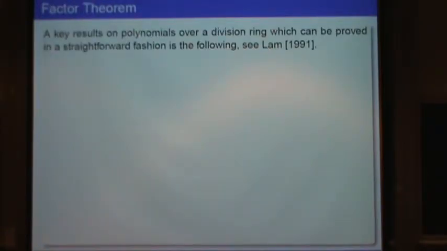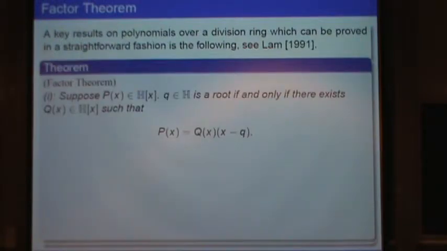The factor theorem is a key result on polynomials over the division ring, which can be proved in a straightforward fashion. This proof can be found in this book, Lam. I must say that when I saw a proof of the Fundamental Theorem of Algebra given by Niven or others who followed it, I didn't like their proofs. And I felt that they could prove it in a more constructive way, and I'll show what I mean by that. Anyway, the factor theorem says that q is a root if and only if x minus q is a factor, just like the usual complex numbers.